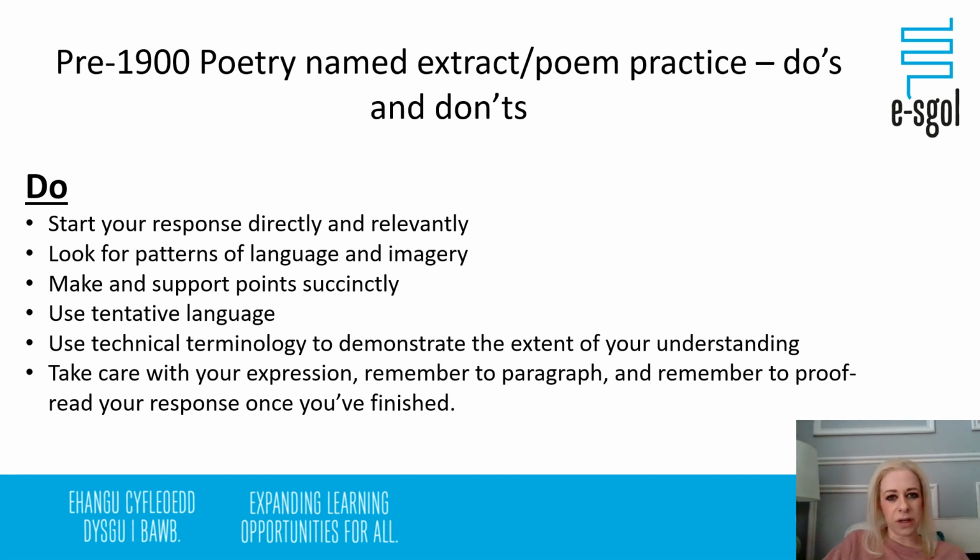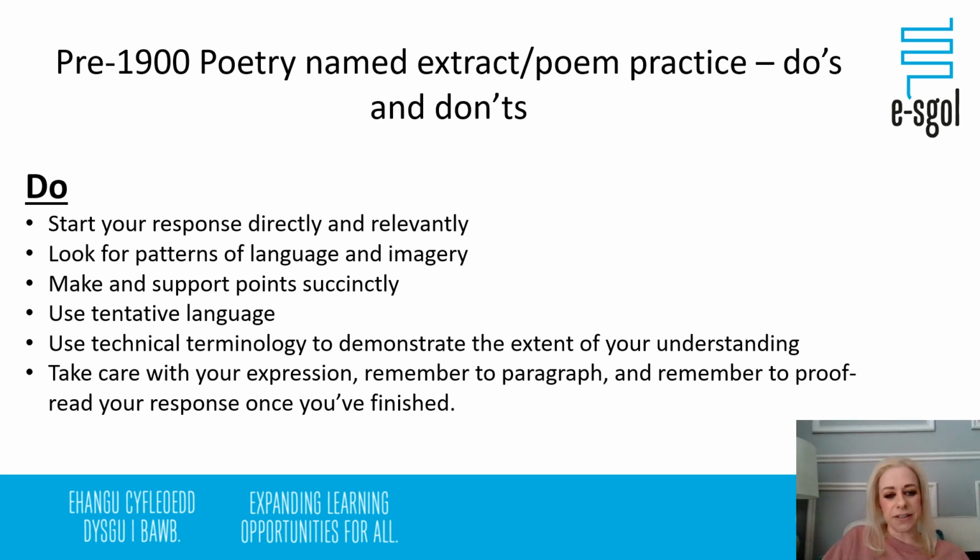Don't copy out long lines of poetry because you will not be awarded marks for it. Be succinct in your textual support. Do use tentative language, and this will be something you'll be familiar with from Unit 2 in AS level. Tentative language tends to be sentences like, this could perhaps demonstrate this. Alternatively, this could be read as this. That could, might. This is all tentative language that signposts to the examiner that you are aware of implicit meaning and that the poem can be interpreted in more than one way.